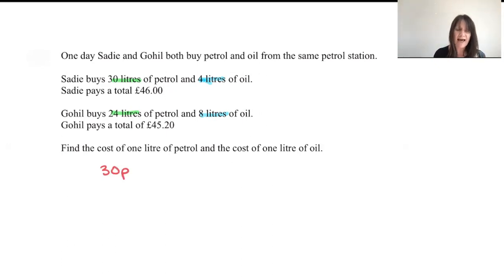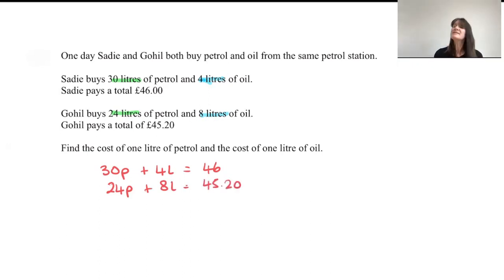We don't want to use the L. And when I add 4 litres of oil, now for me, an O would be a crazy letter to use because it's going to look like a 0. So I might actually now use an L just so that I can have that represent my oil. I know that equals 46. And then I just repeat that. I've got 24p plus 8L, and that's equaling 45.20.